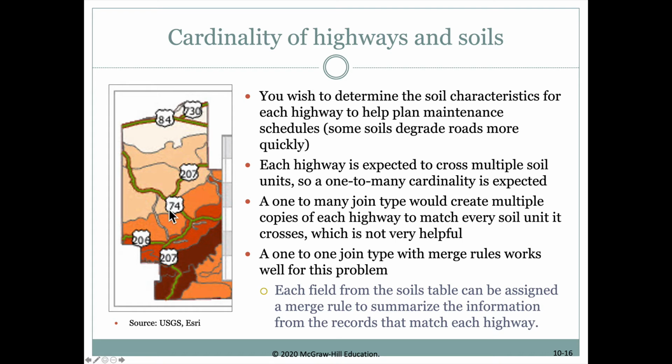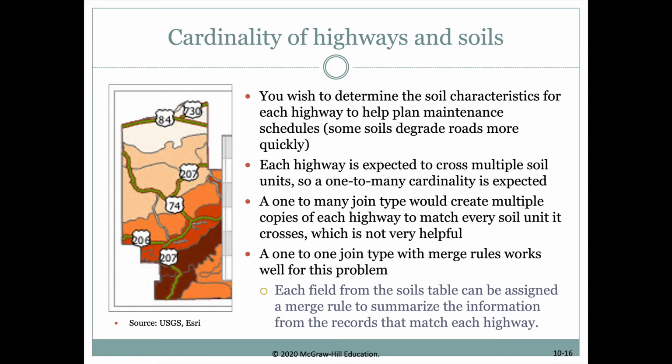So we could do two different things here, right? We could do a one-to-many join, but that would create, for example, here with 74, it would be crossing 1, 2, 3 different types of soil. So we would now actually have 3 different features that would all represent Interstate 74. And that might not be the most useful way to store our data.